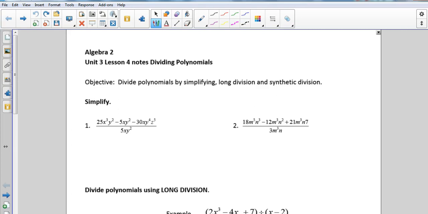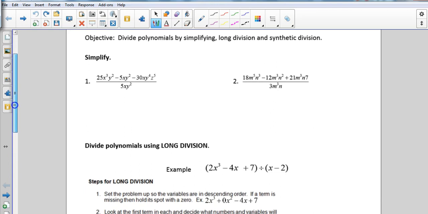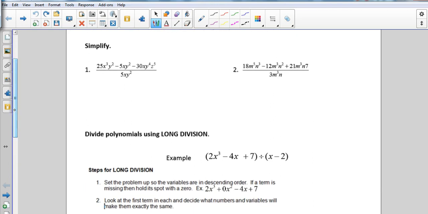Okay, Unit 3, Lesson 4, dividing polynomials. So we're going to learn to divide polynomials by simplifying, long division, and synthetic division. So first off, simplifying, which we've done already. So number one, basically every number on top is divisible by 5, and we have a 5 on the bottom. So we're going to simplify and say 25 divided by 5 is 5.